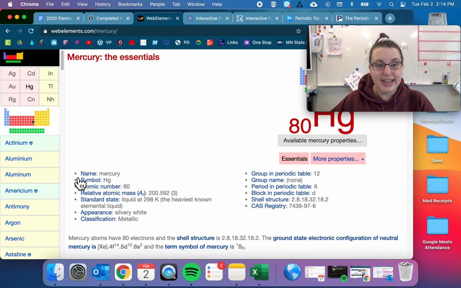It's also going to tell me similar information so I can double check, and then extra. So it tells me the name, the symbol, the atomic number, the atomic mass. Relative atomic mass is still its atomic mass. It tells me its standard state, its appearance, what color it is, the group number, group name, period number, and some extra stuff.